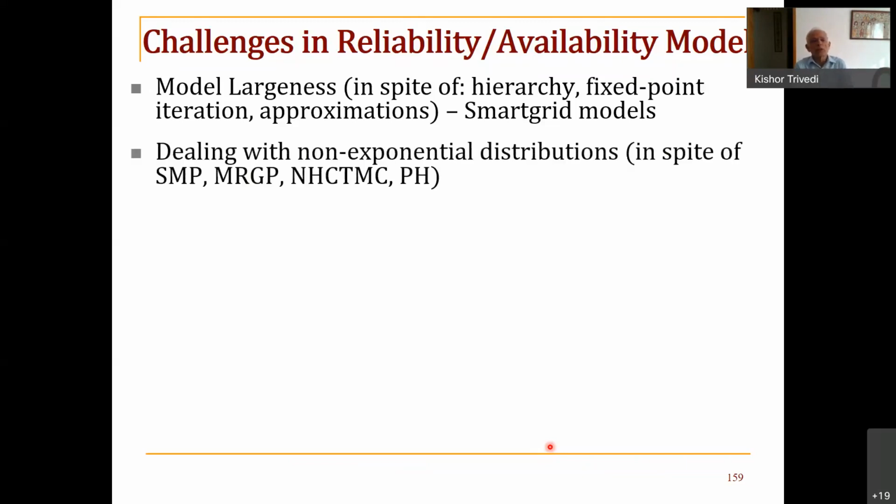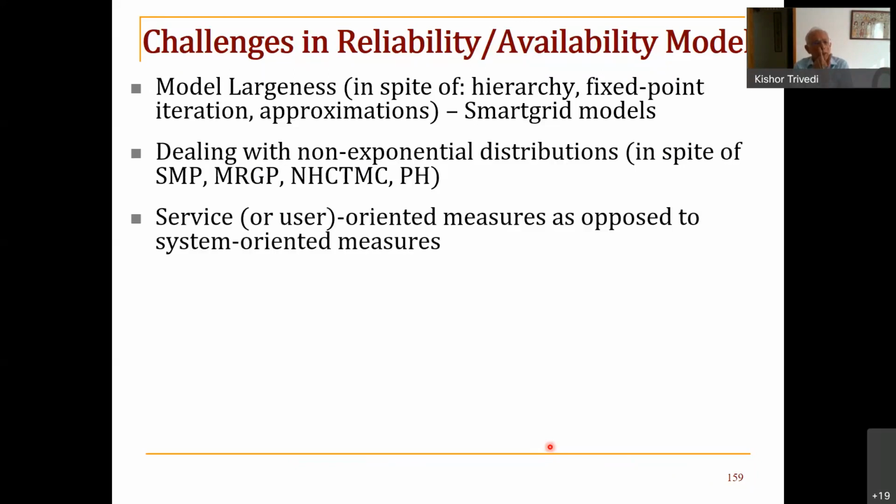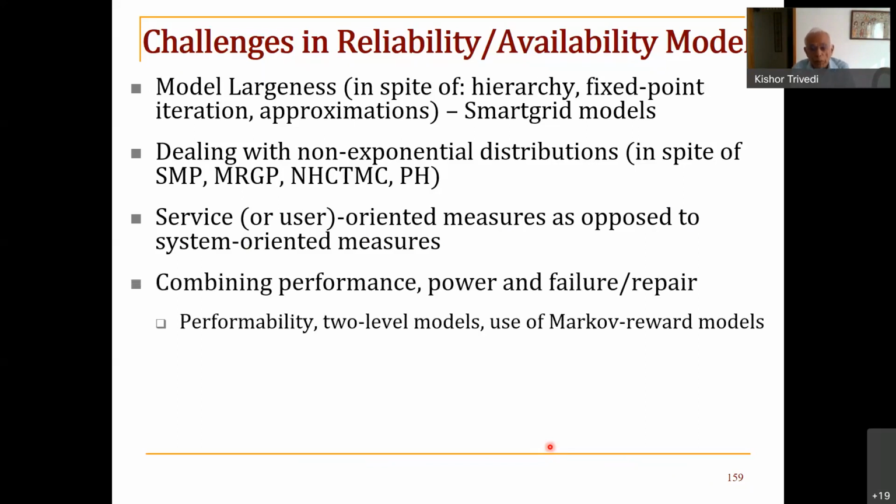Dealing with non-exponential distributions, the algorithms need to be improved and methods of data collection need to be improved so that we have data available for the non-exponential distributions. And then more service-oriented measures rather than user-oriented measures, such as interval reliability, DPM, and so on. Combining performance, power, and failure and repair. We have done that in the case of IBM Research Cloud, but a lot more work is necessary along these lines. Model parameterization continues to evade us, particularly with respect to software mean time to failure or software failure rates.